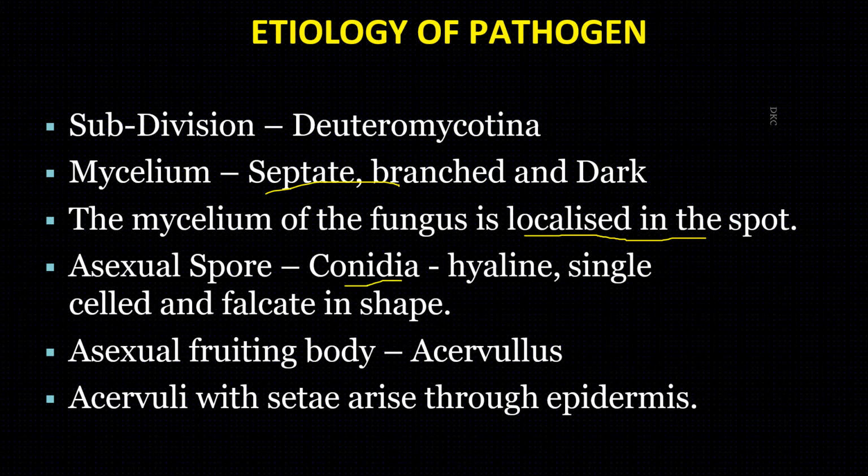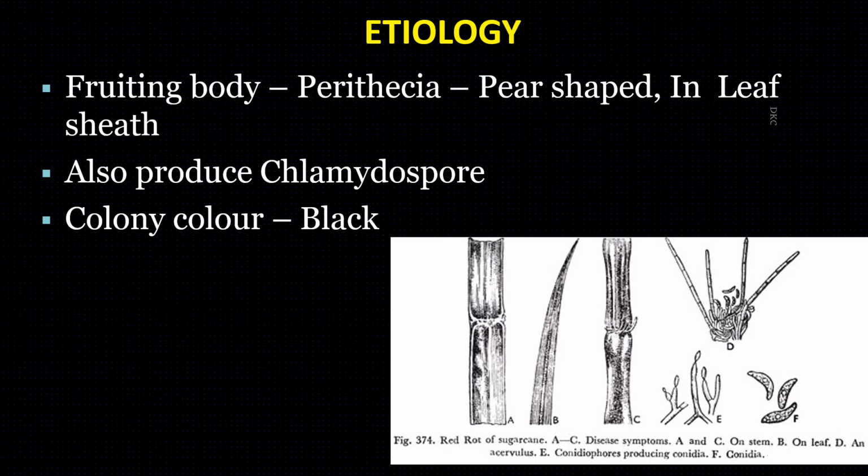When we talk about falcate, it means the shape is somewhat like this. Hyaline means translucent. The asexual fruiting body, acervulus, is present. Acervuli with seta arise through the epidermis. The fruiting body, perithecia, is pear-shaped and is present in the leaf sheath. It also produces chlamydospores, and the colony of these spores is black in color.